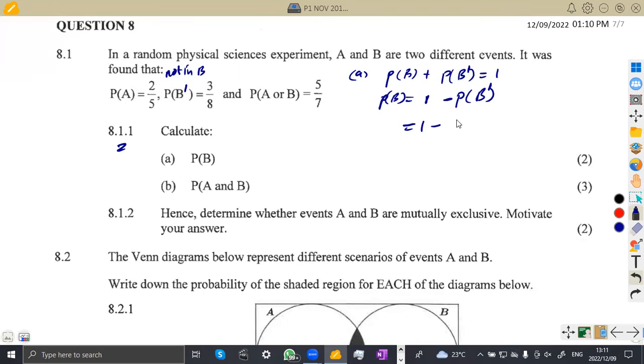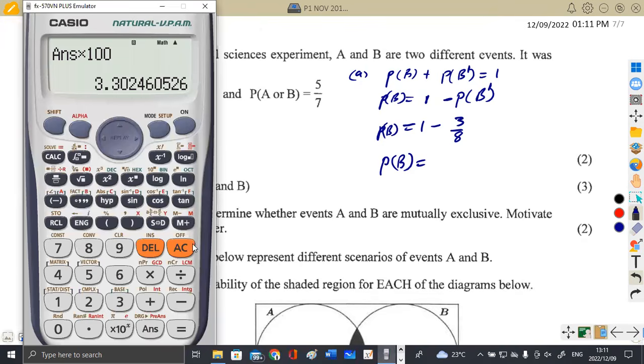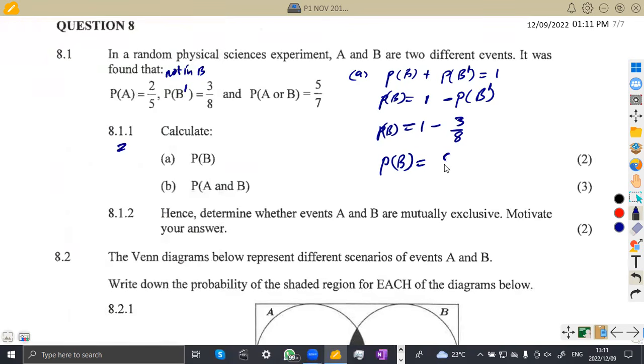That was 3 over 8, so you can subtract 3 over 8. We've got the probability of B now. So that's 1 minus 3 over 8, which is simply 8 over 8 minus 3 over 8, that's 5 over 8. Or you can use your calculator there: 1 minus 3 over 8, which is definitely 5 over 8. So that's the probability of B.